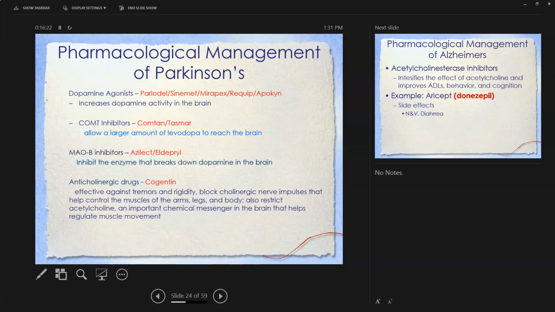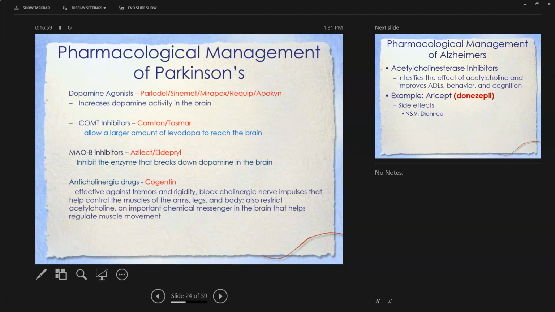Common drugs are listed on page 423, and those are what we're looking at right now. So the dopamine agonists, and Comtan and Tasmar, they allow a larger amount of levodopa to reach the brain, which levodopa helps produce dopamine. And MAO B inhibitors inhibit the enzyme that breaks down dopamine. So you see it's all related to dopamine in the brain.